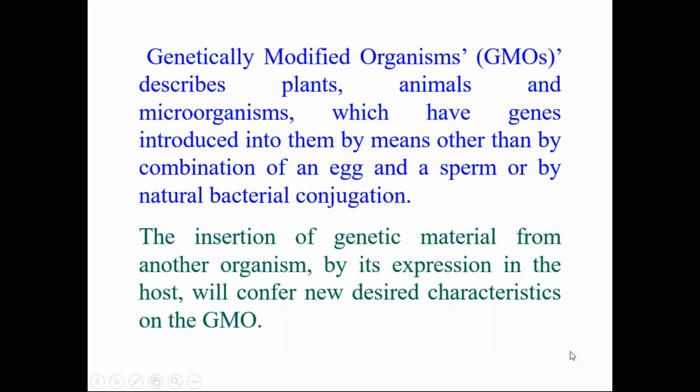So the definition: GMOs are also known as LMOs, living modified organisms. They mean exactly the same. This describes plants, animals, and microorganisms which have genes introduced into them by means other than the combination of an egg and sperm. That is, other than by fertilization or by natural bacterial conjugation. The insertion of genetic material from the second organism, by way of its expression in the host, will confer the new desired characteristic on the GMO.